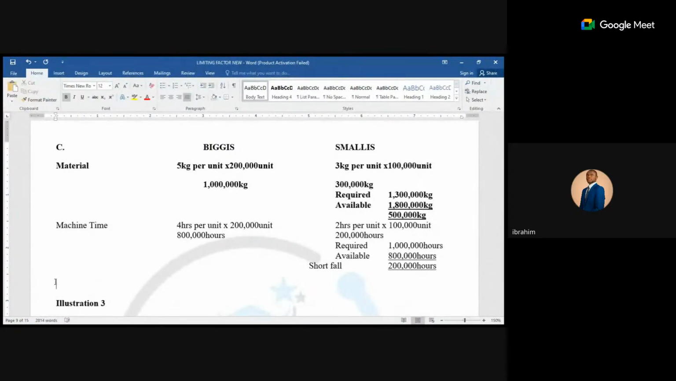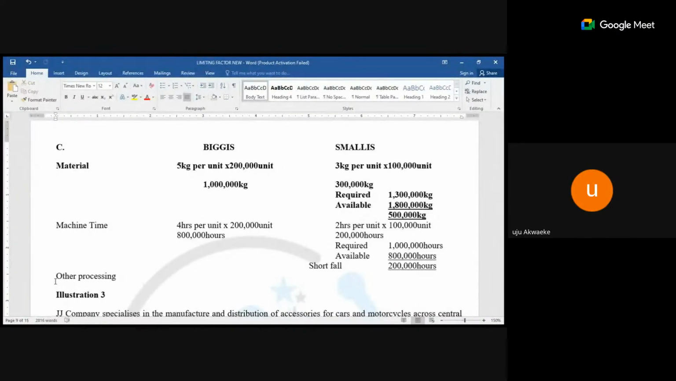Now, the next thing is other processing. Don't forget that even in linear programming, there is shadow price. We'll get there. So we have other processing. How many hours will it take them to produce 1 unit? I think it is in hours now. 4 hours. We need to complete this as well. 400 units.